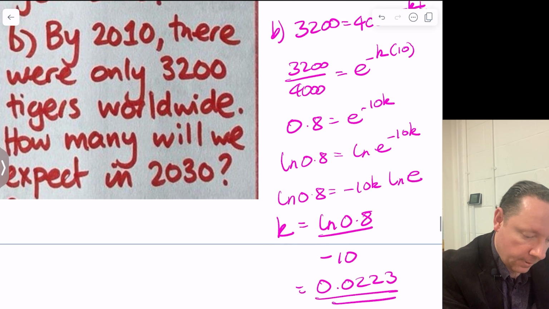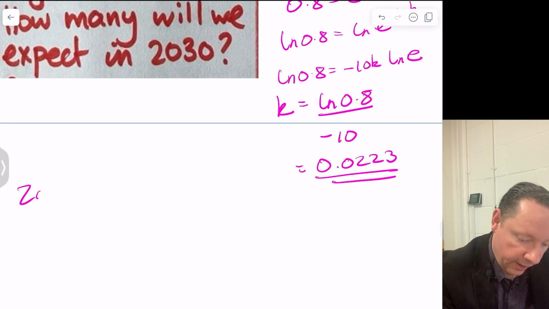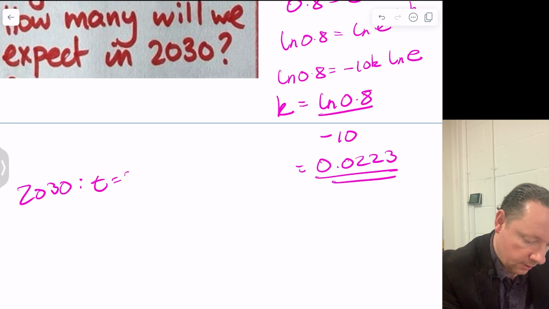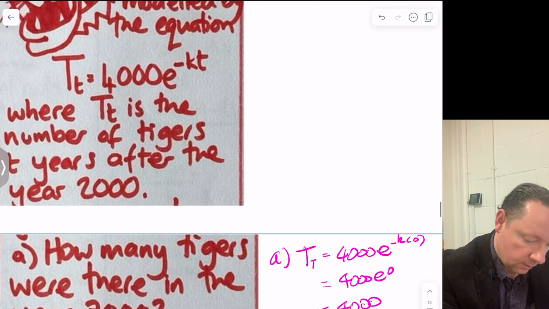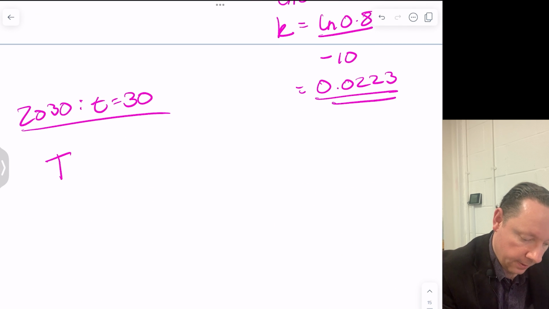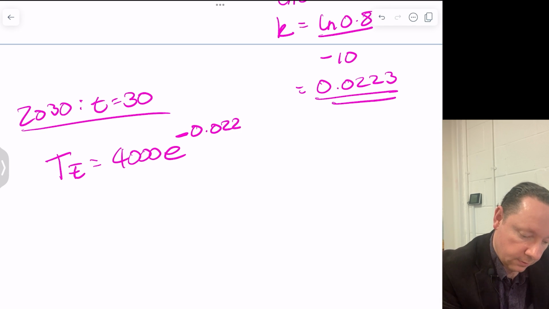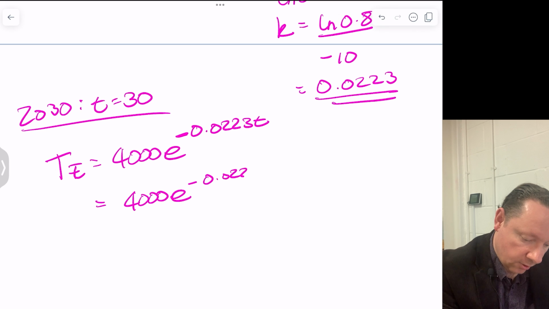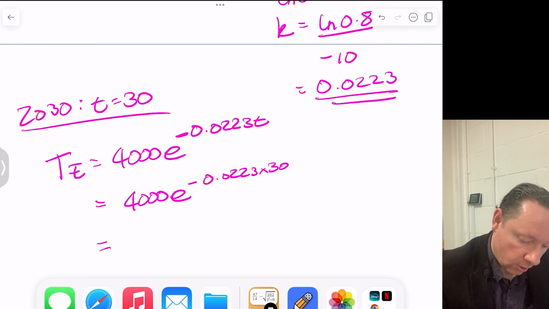There's my k. And now I have to work out how many there are in 2030. So in 2030, t equals 30. Our equation, remember, was T(t) equals 4,000 e to the minus kt. So we've got T(t) equals 4,000 e to the minus 0.0223 t. So that's 4,000 e to the minus 0.0223 times 30. Calculate that.